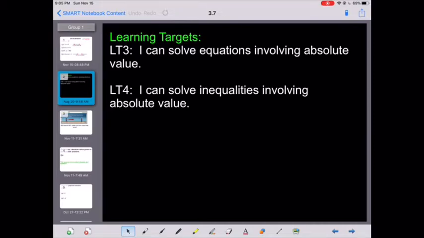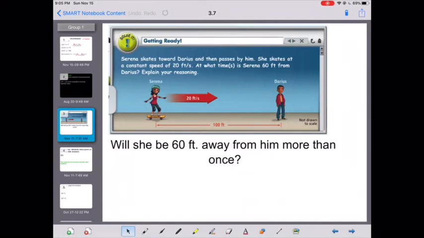Chapter 3, Section 7 is all about absolute value equations and inequalities. This one's split into 2 days. We'll do equations today, and then in part 2, we'll do inequalities. So by the end of the second lesson, you should be able to solve equations involving absolute value and solve inequalities involving absolute value.